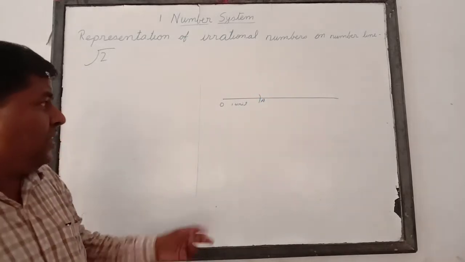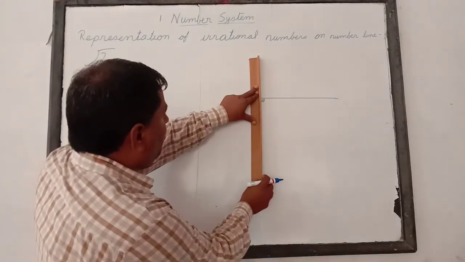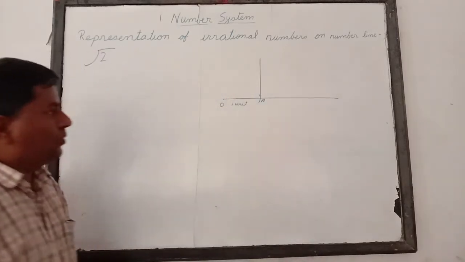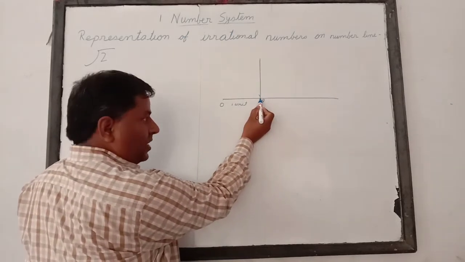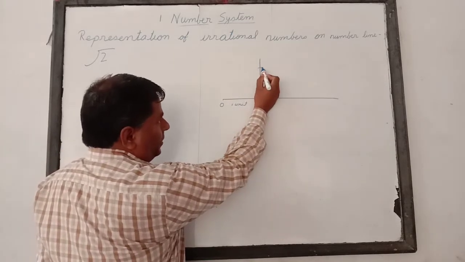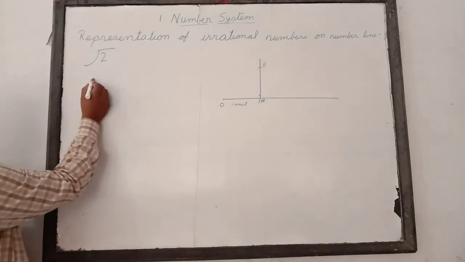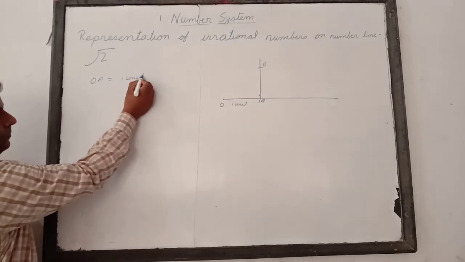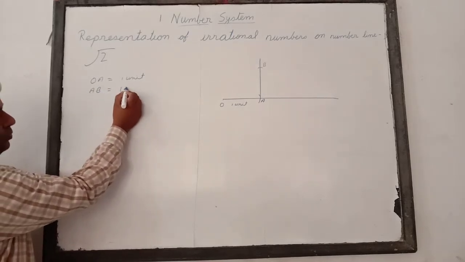The next thing we have to do is draw a perpendicular at A. For that again we can use the compass or scale and draw a straight line. Okay, so I have made it this way. Then you measure this distance OA with the compass and cut the same arc from A on this line at B. So till now we have taken OA equal to 1 unit, and we have also cut an arc AB which is also equal to 1 unit.